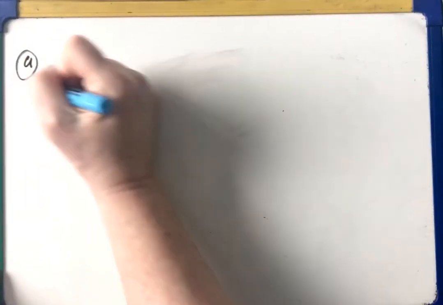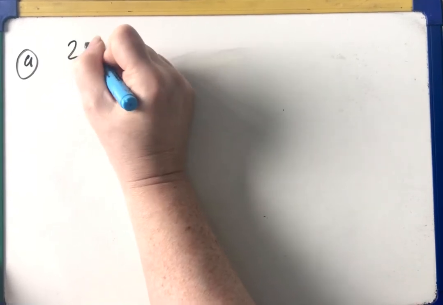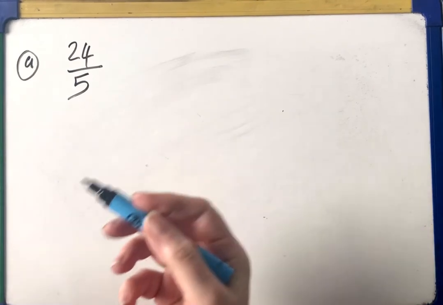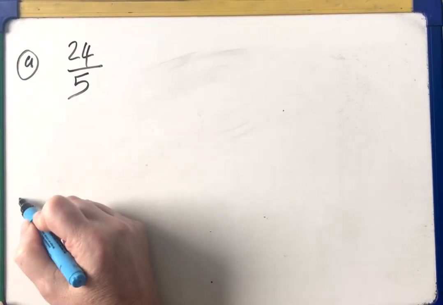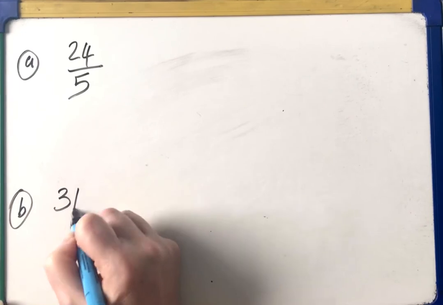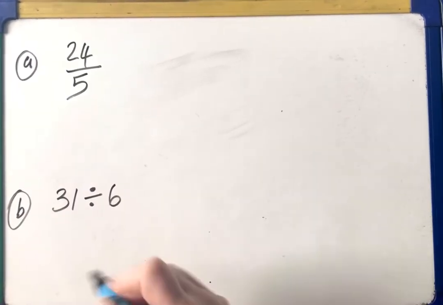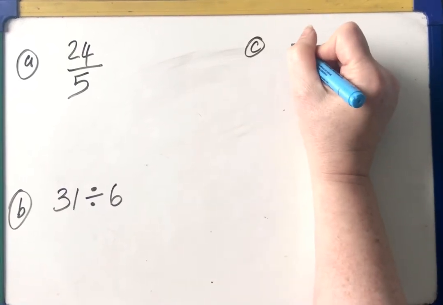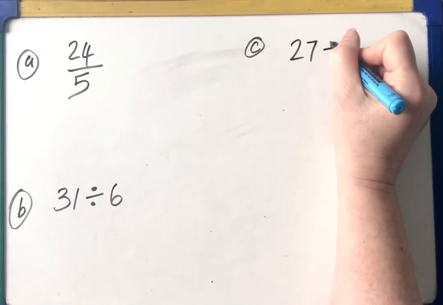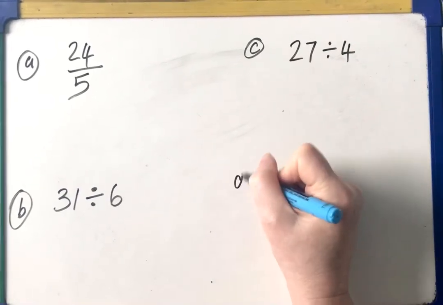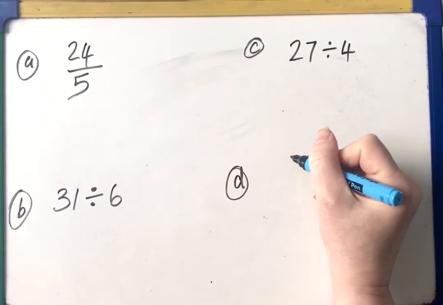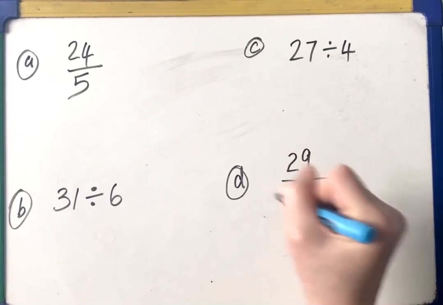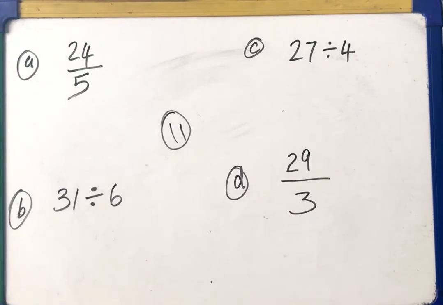So the first one is going to be a number 24, and it's in the 5 times tables. How many 5s go into 24? The second one, 31 divided by 6. So find out how many 6s go into 31. C, 27 divided by 4, and D, 29 over 3. Pause the video and see how you get on.